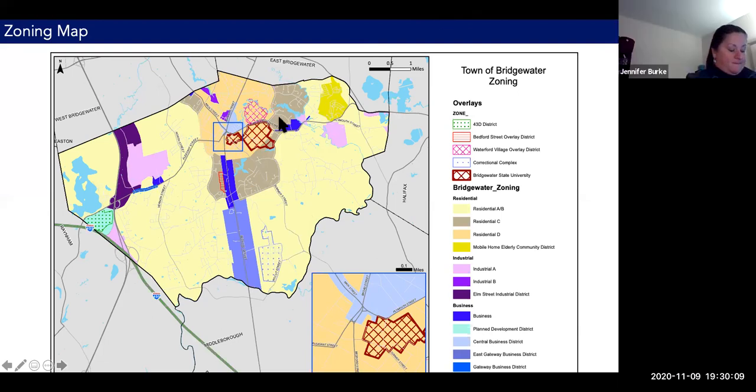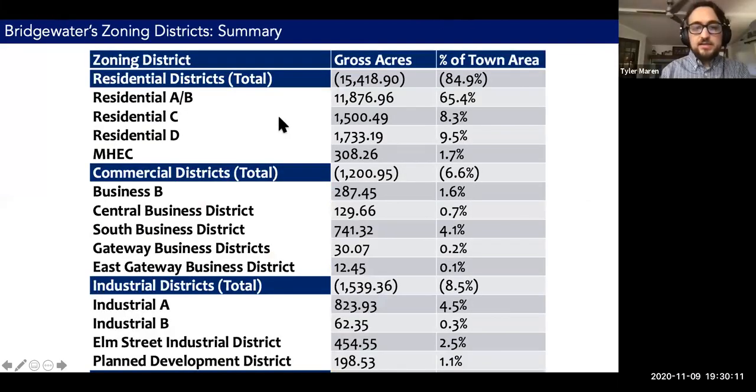Great, thanks. So this is the zoning section of the presentation. This is a table of all of the zoning districts, not including the overlays because those are on top. This is the entire area of the town and the base zoning districts and what percentage of the area they take up. We're going to go through all of these, briefly touching on the purpose of each, what's allowed there, where they are, things like that.